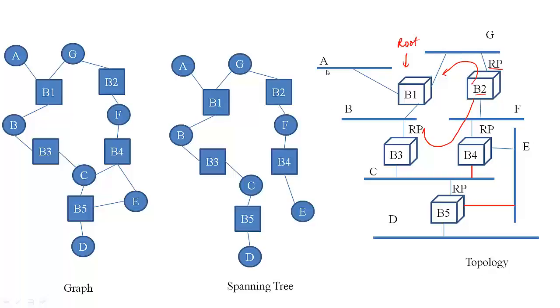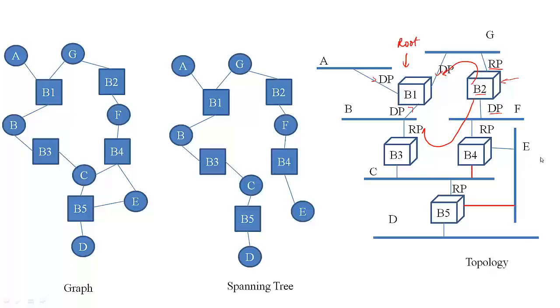For LAN segments A, B and G, B1 is the designated bridge and thereby these are the designated ports. This is rather obvious. Now let's look at LAN segment F. For F, which is the designated port? Via B2, because this is the shorter path compared to any other path. This path is longer than this, so B2 is the designated bridge and this is the port that interconnects it with B2, thereby this is the designated port.